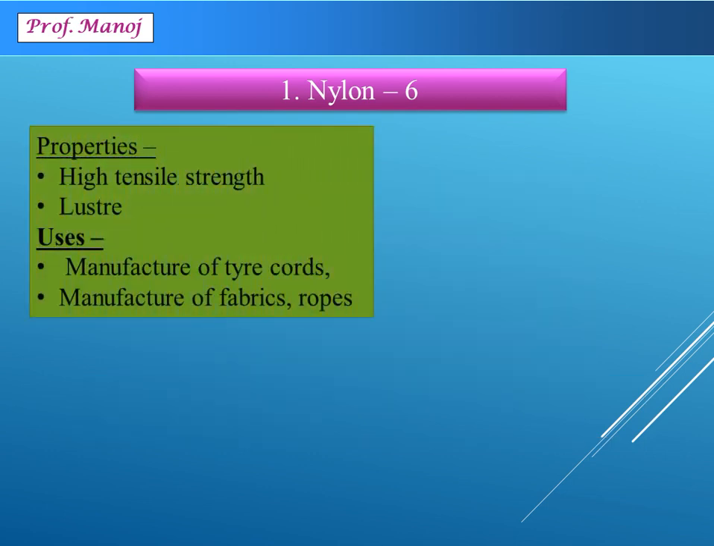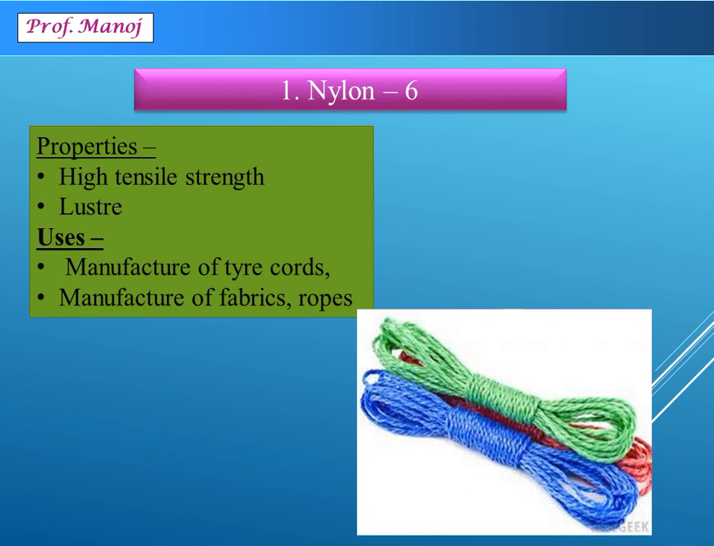Nylon 6 has high tensile strength and it is quite a lustrous fiber. It is used in the manufacture of tire cords and fabrics and even strong ropes. These are the ropes which you use for mountaineering or hiking purposes.